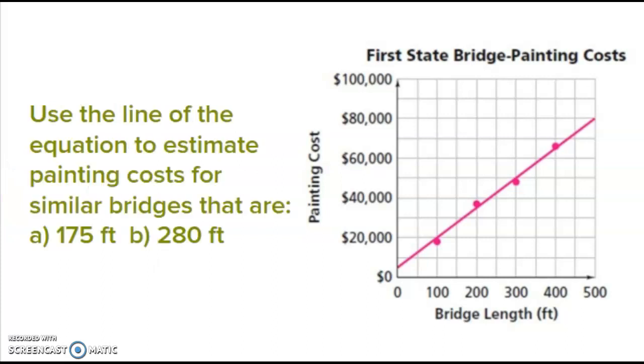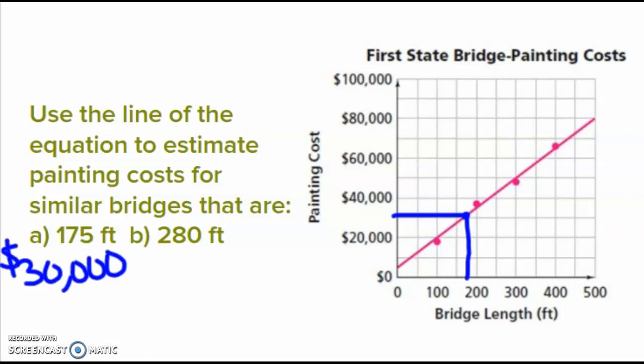All right, let's do some estimating based on our line of best fit. It says, use the equation to estimate the painting costs for similar bridges that are 175 feet or 280 feet. So first, 175 feet. That would be about here. If we go up and over, it looks like we'd be at about $30,000.